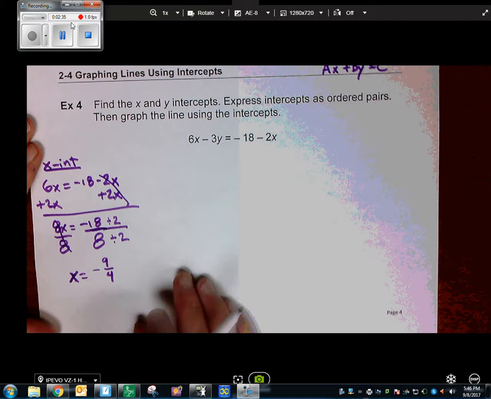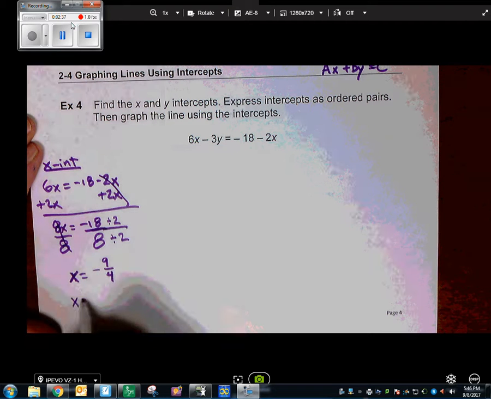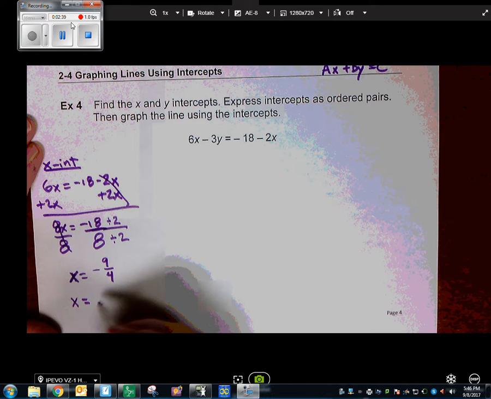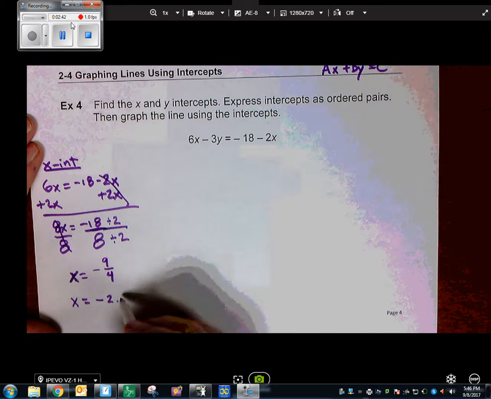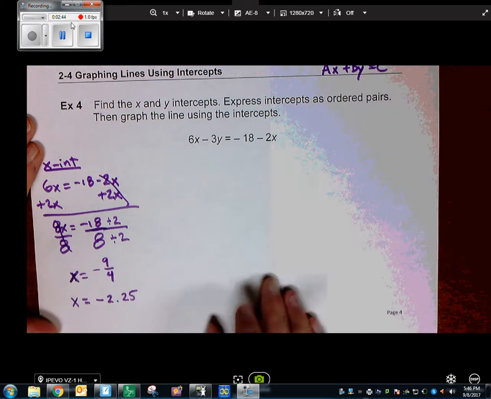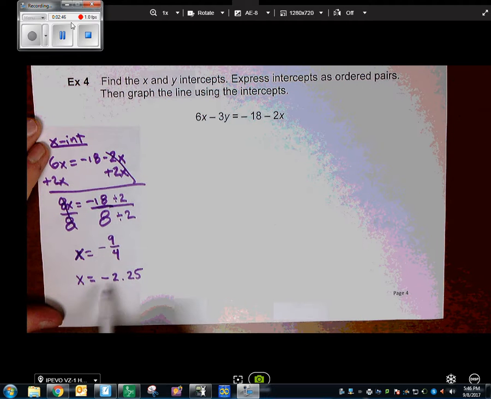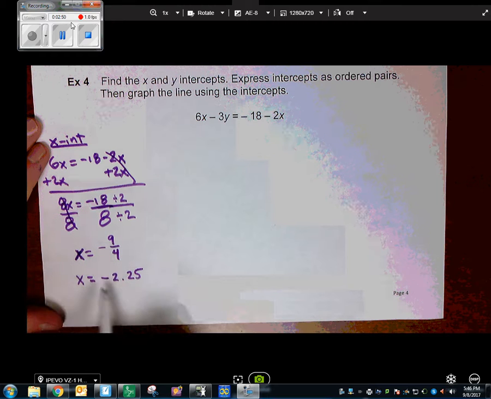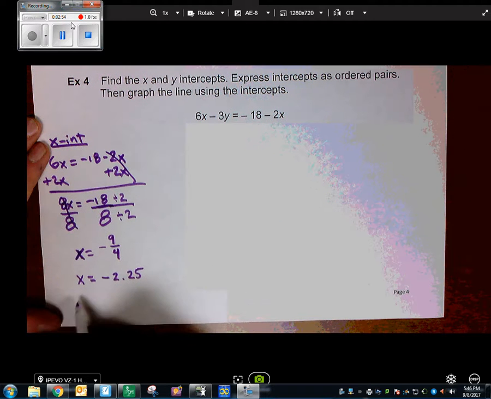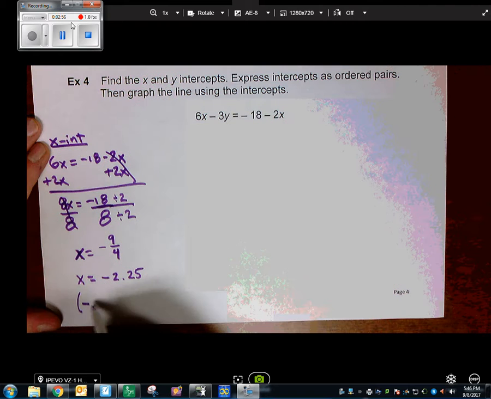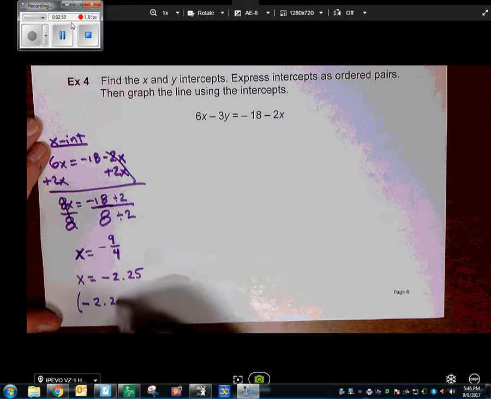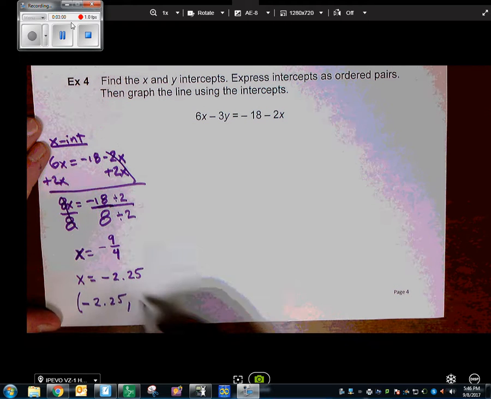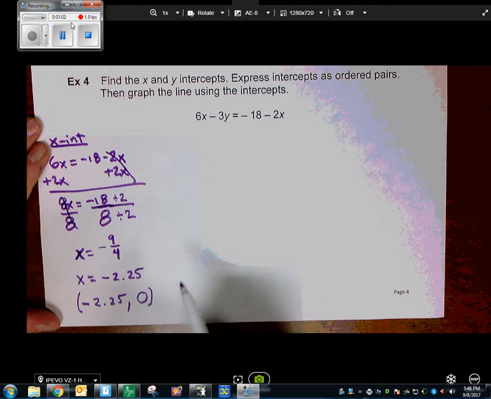And so what we actually want to do is rewrite this as a decimal. And negative 9/4 is negative 2.25. This is much easier to interpret than negative 9/4, at least as far as where this number actually is on the coordinate plane. And if we are looking for the x-intercept, once we find it, we know that y is always going to be 0.